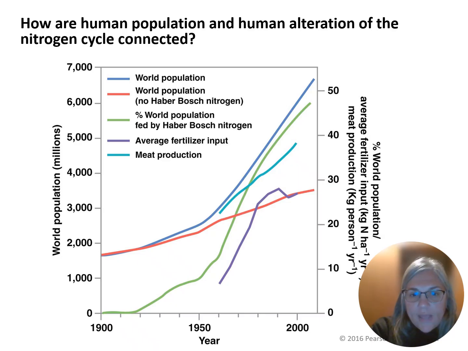Couple other things to point out. The purple is the average fertilizer input, and you can see that the fertilizer input has dramatically increased since the 1950s when the Haber-Bosch process was created. And that also subsequently influenced meat production because not all of the agricultural crops that we're adding synthetic fertilizer to are for direct human consumption. A lot of that is fed to cattle and pigs and sheep, which humans then eat.